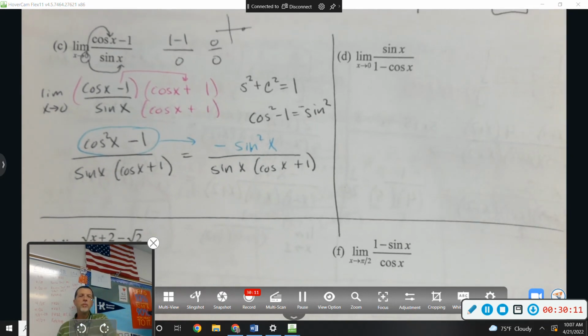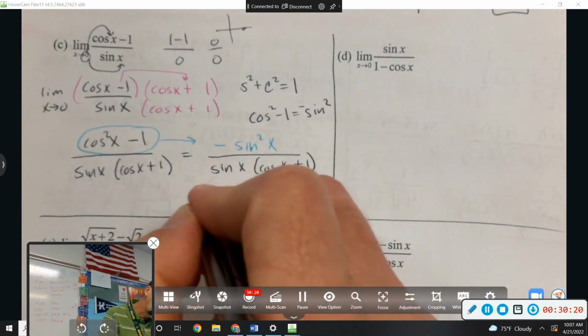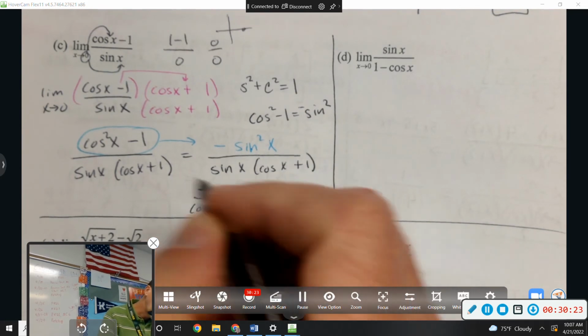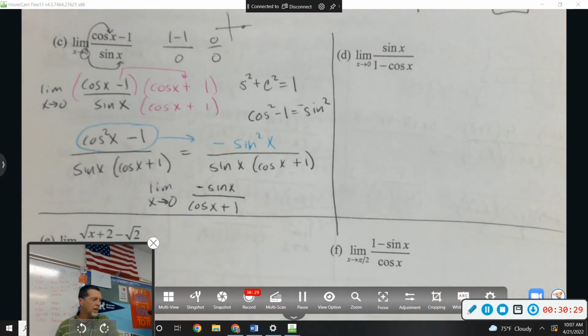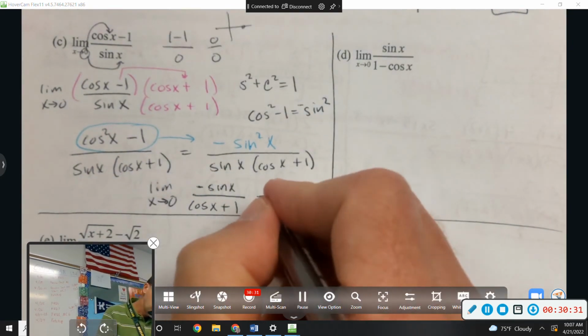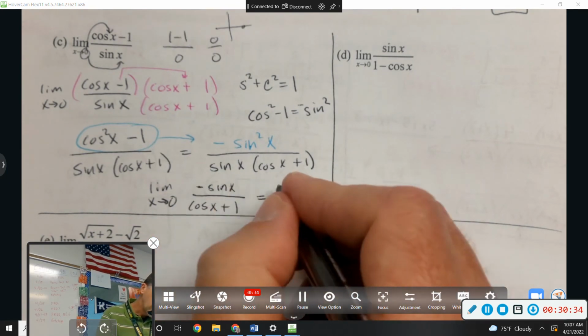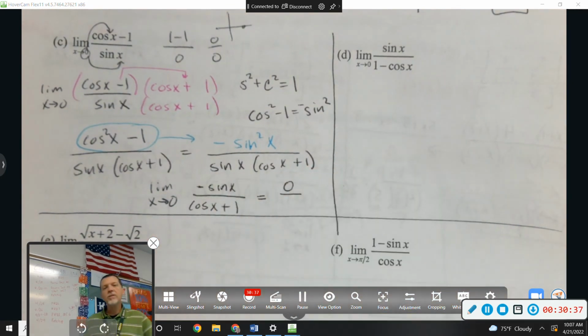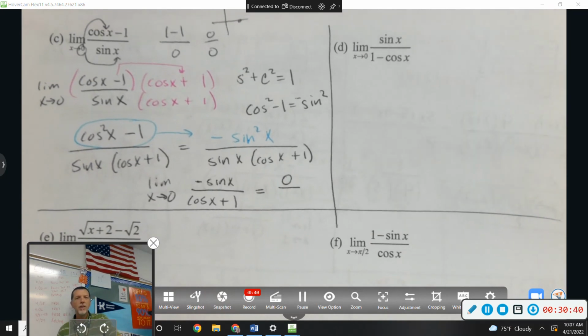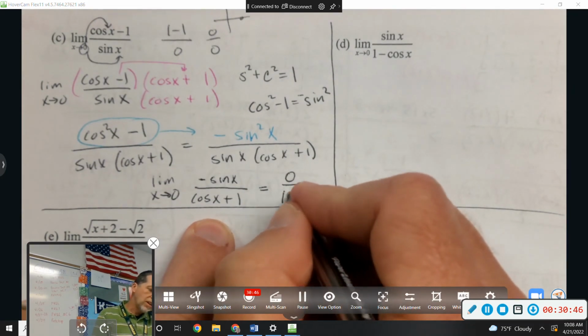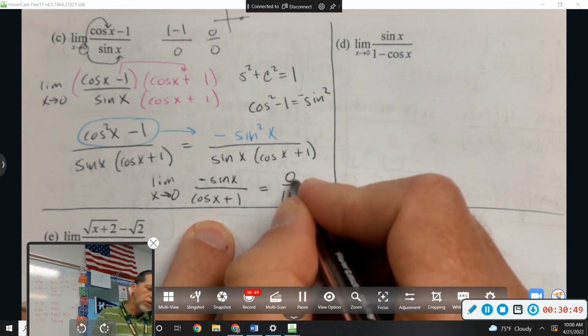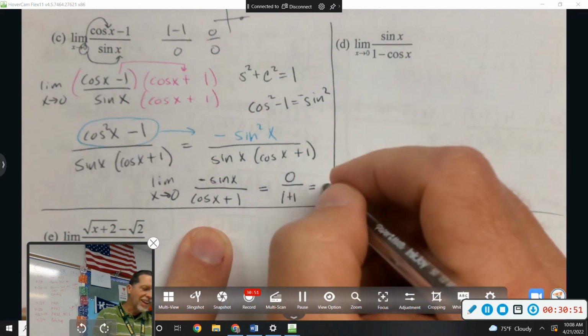Can we reduce now? Yeah, one of the sines will cancel. So negative sine of x over cosine of x plus 1. All right, we've cleaned it up as much as we can. Let's substitute in again and see what happens. Sine of 0, that would be 0. Uh-oh, I'm getting worried. Got a 0 in the top. What's the cosine of 0? 1. 1 plus 1 is 2. 0 over 2, that's okay. That's 0. We're okay with that answer.